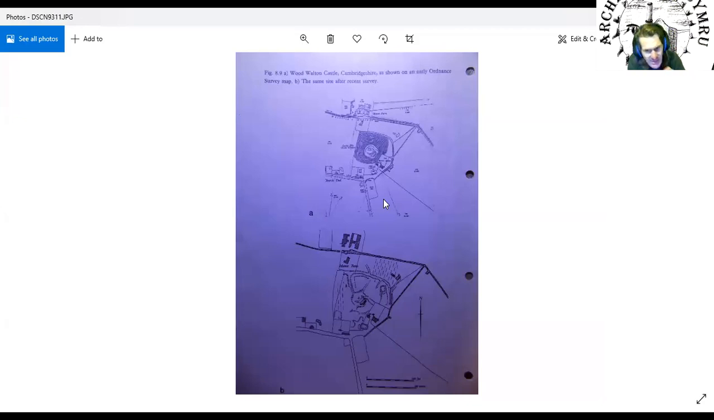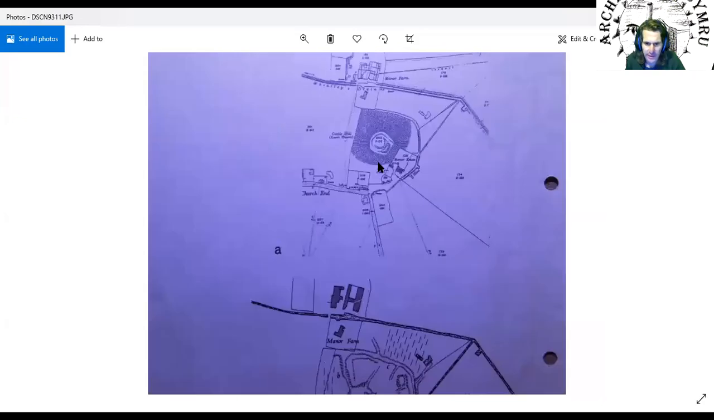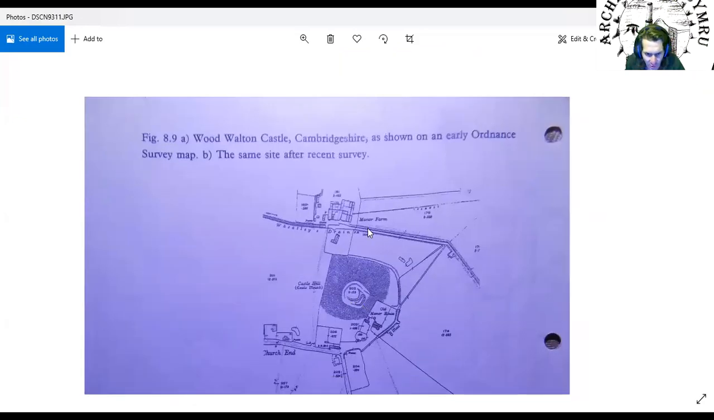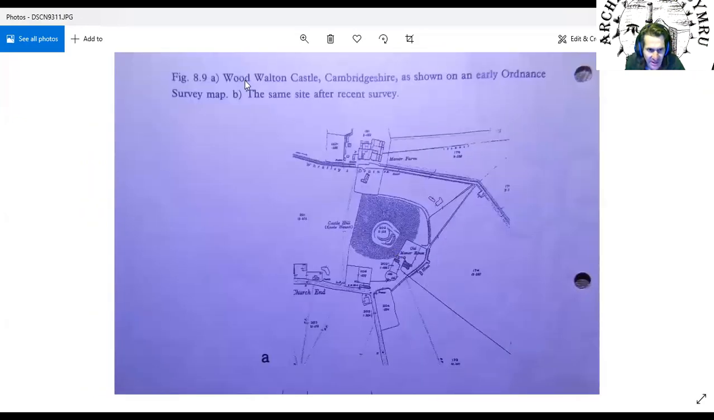So this is the problem. What we've got at the top there is a conventional Ordnance Survey map of a site known as Wood Walton Castle in Cambridgeshire. We've gone to Cambridgeshire now, that's great. So what the surveyor has done, somebody said that there's a castle there, so he's made it look like a castle. Or she, there are female surveyors as well.